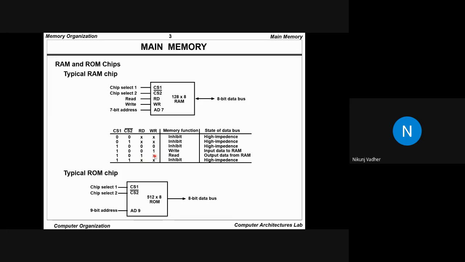This is how a RAM chip will look. In a ROM chip, ROM means read only memory, in most cases the manufacturer will write a static program in ROM. So every time we are going to use that program, we cannot manipulate that program.